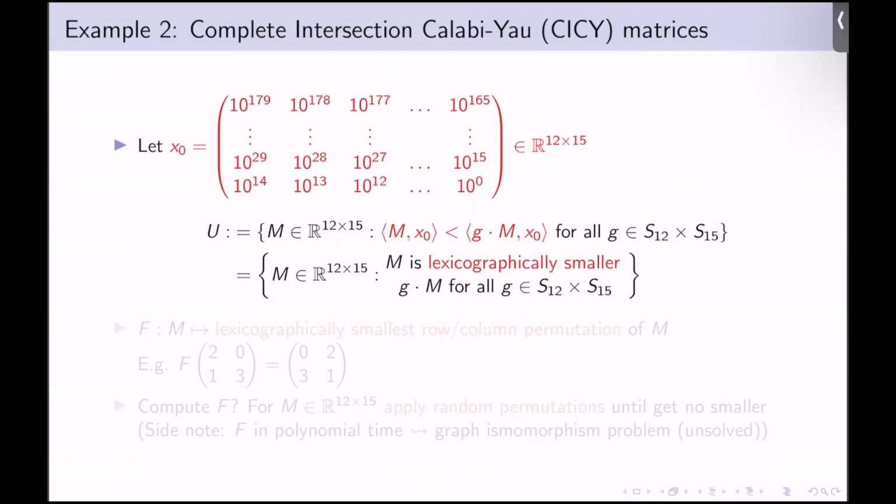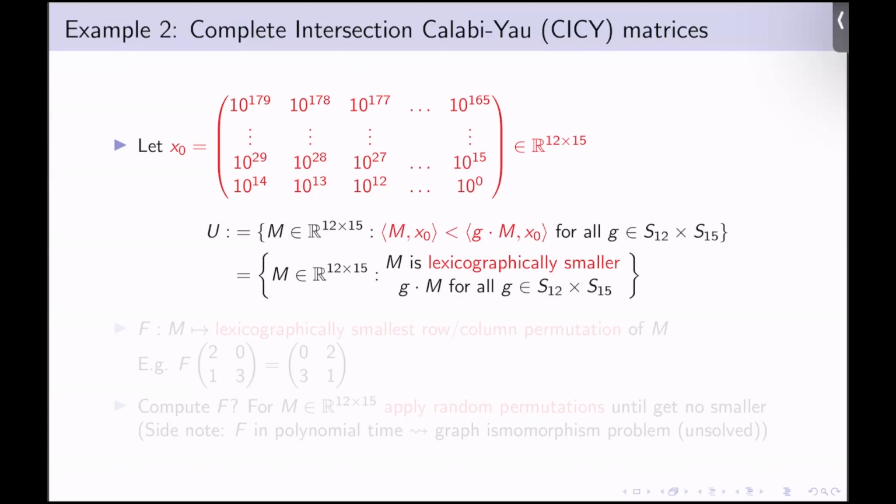Maybe before, I wanted to maximize an inner product. Now I say I want to minimize an inner product. But that's fine. Maybe a slight change of less than and bigger than from the previous slide, but what's written on this slide is definitely fine. So we can define the set U, which now is the set of all matrices which minimize the inner product with this x0.